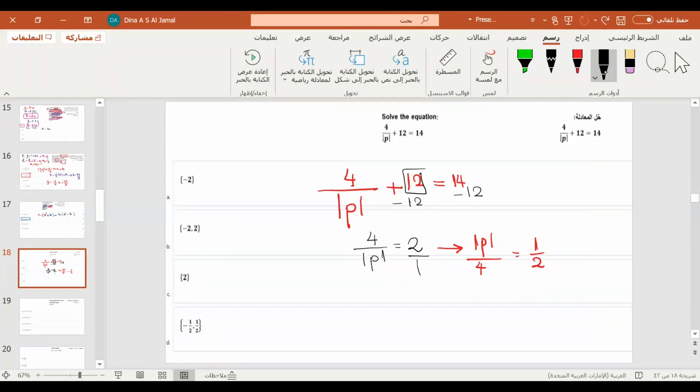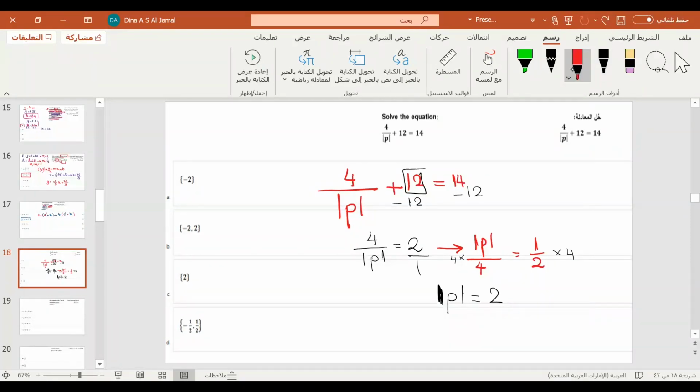What I did is I only flipped, and also you can solve it by the cross product. You have two choices. And with this, I can multiply by 4, multiply by 4. With this, I'm having my absolute value of p. It's all about equal to 2.